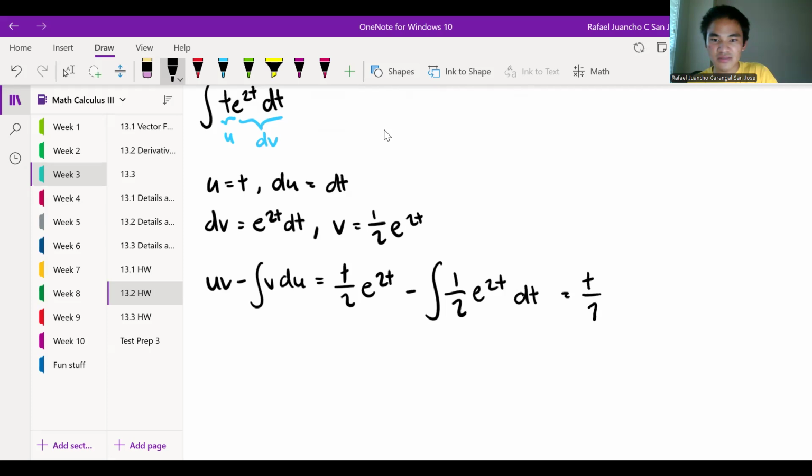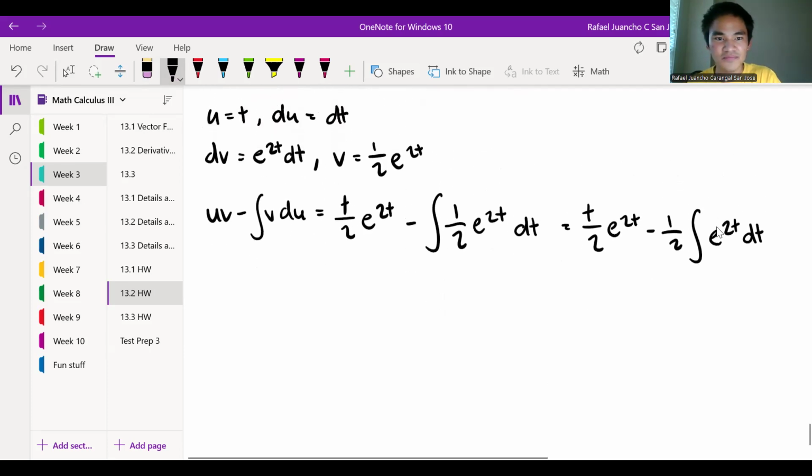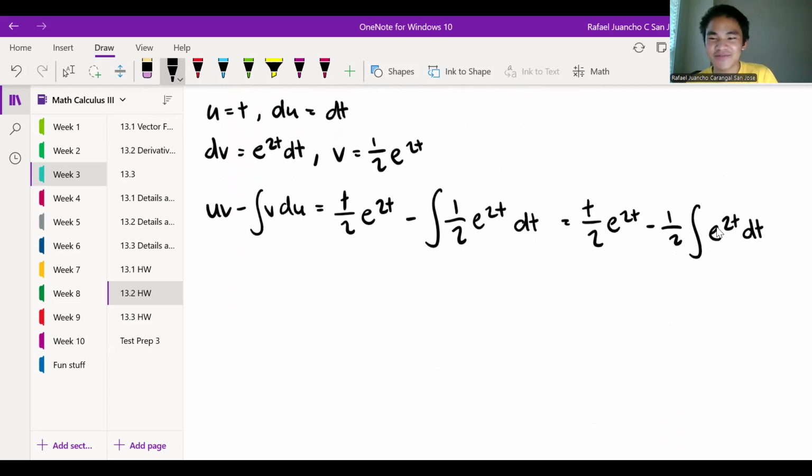And so I put the 1/2 outside because I don't need it inside. And now I'm left with this thing, another integral that I'm trying to get rid of, e to the 2t dt. So usually that's how integrals work. We're peeling and we're peeling until we get something. So now we have to solve this integral.